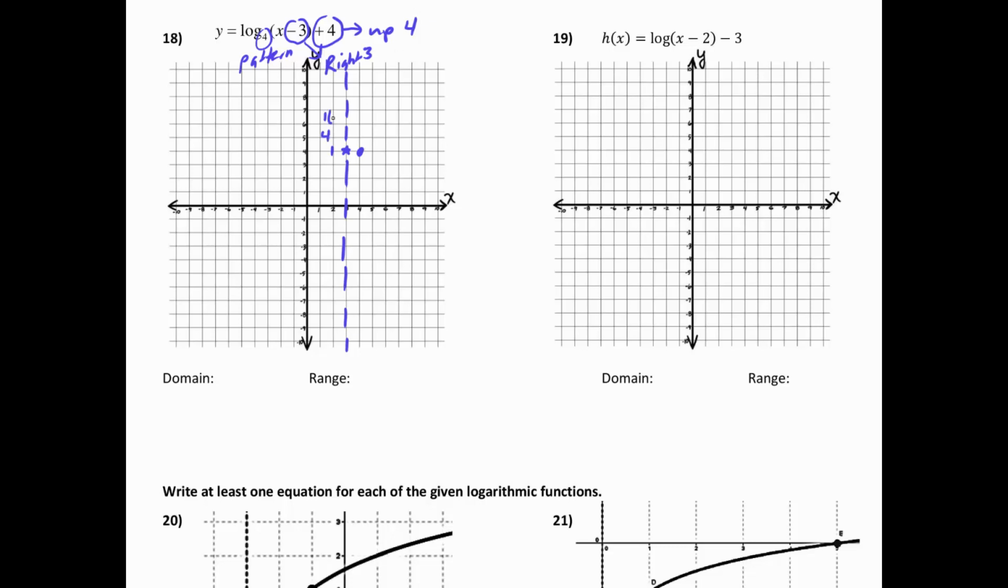So 4, 16, 64 would be pretty far away. I probably won't ever get that. So 1 box away, 1, 2, 3, 4 boxes away from the asymptote, and then 16 obviously wouldn't fit. Going in the opposite direction, I need to divide. So that's 1/4, and then 1/16, and then 1/64.